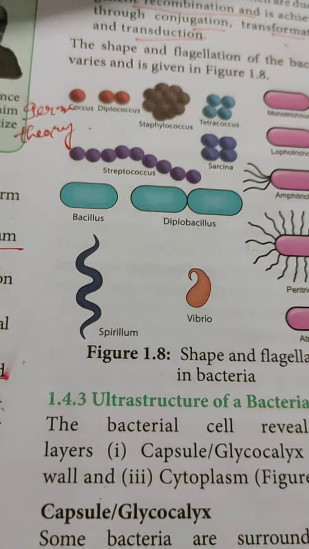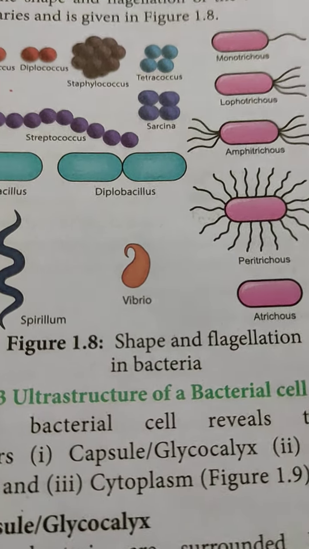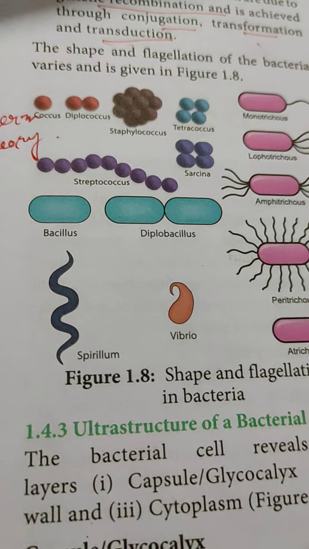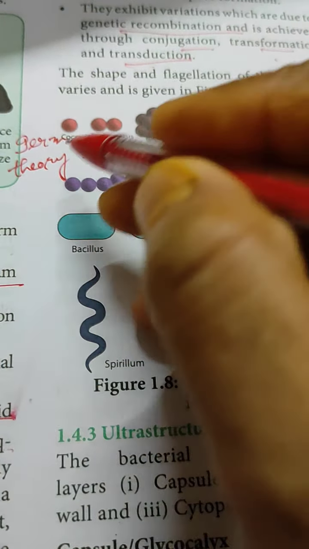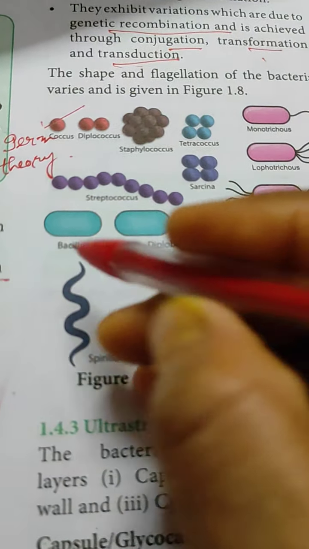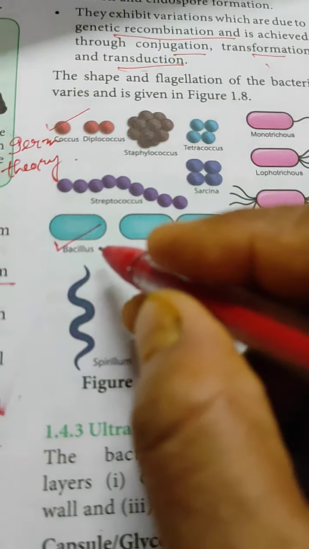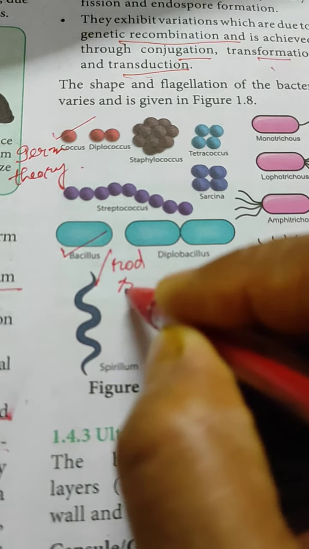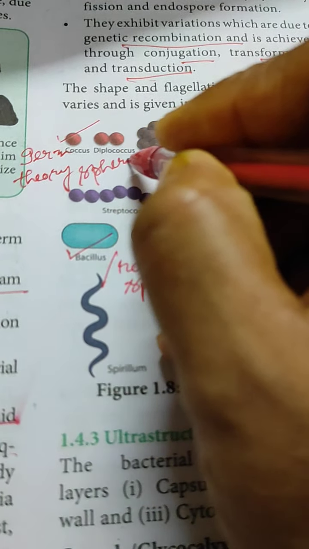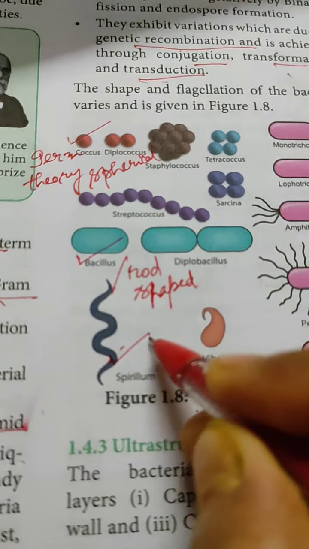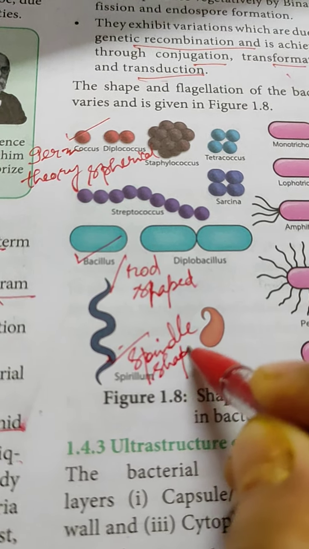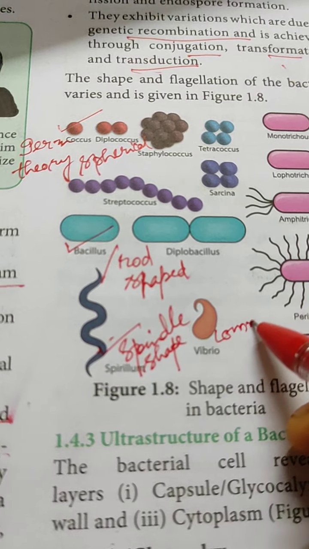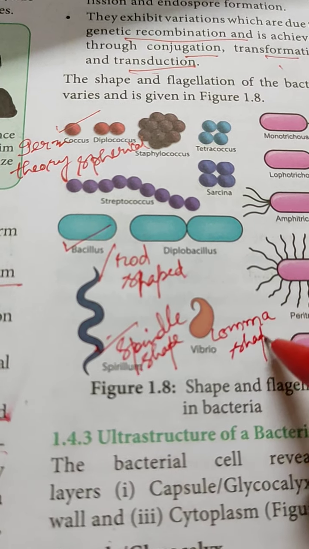Good morning, children. We have discussed the general characteristic features of bacteria. Now we have come to the shape and flagellation of bacteria, which vary, and there are different shapes. Only 4 important shapes. First one is called coccus, which is spherical. Second type is called bacillus, which is rod shaped. Spirillum, that's spindle shaped, and vibrio, it is comma shaped. The 4 shapes are there.